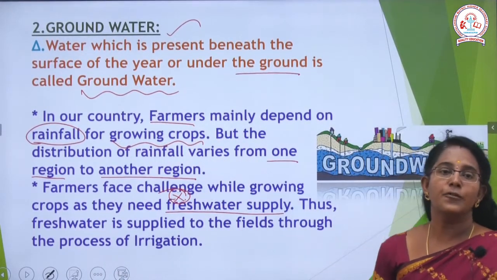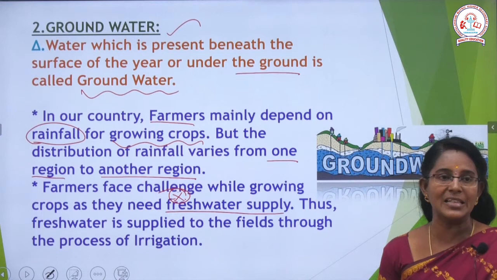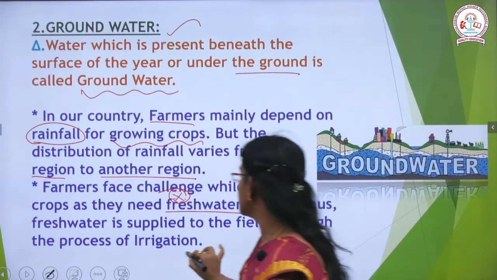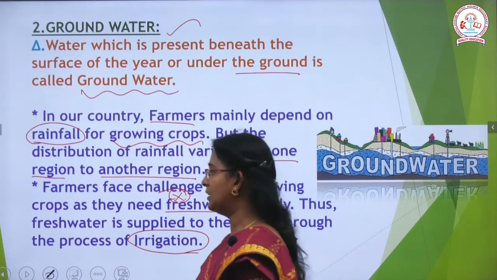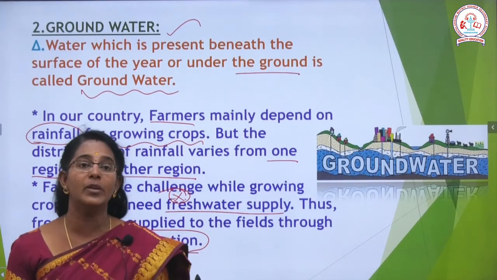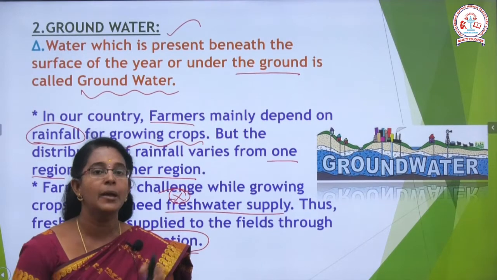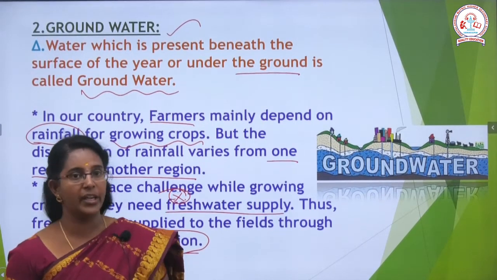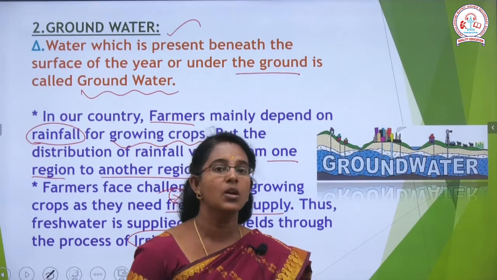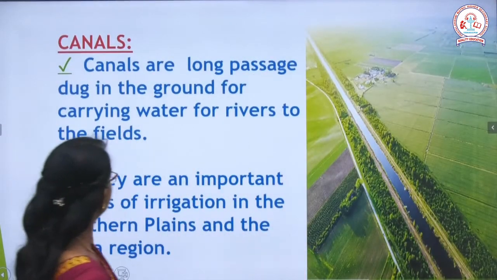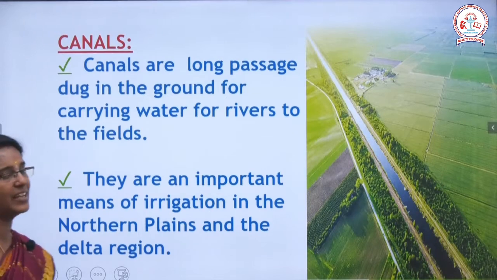Next, fresh water is supplied to the fields through the process of irrigation. So with the irrigation process, we never waste the rainwater. We want to save it in a proper way by using irrigation methods. Now we are going to see what irrigation is and what its benefits are. So the important process is irrigation.